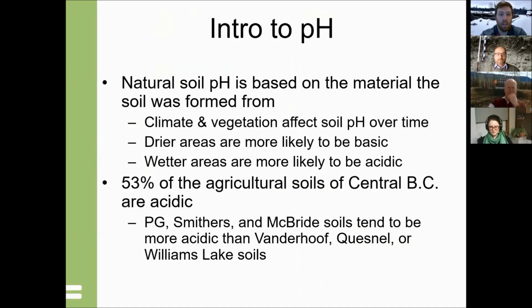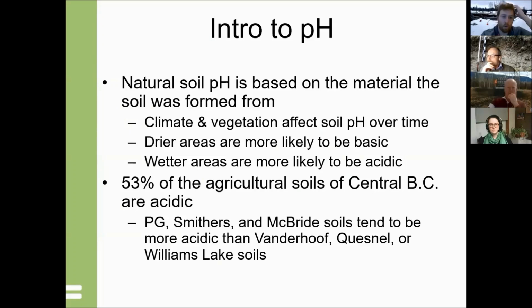So going on, your soil pH is normally based on the material the soil was formed from. And then the climate and the vegetation that's grown in that soil will affect the soil pH over time. So drier areas tend to be more basic, and wetter areas tend to be more acidic.